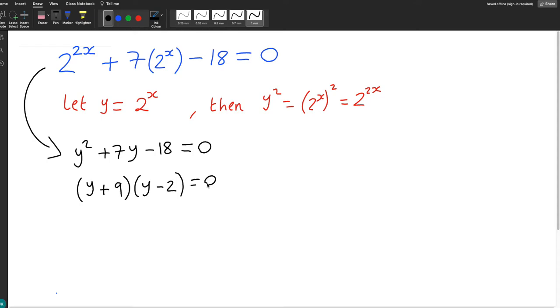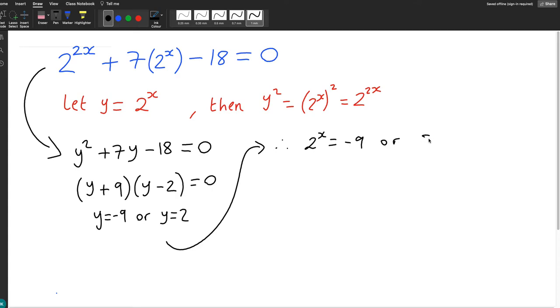Then, from here, I have that y is equal to minus 9, or y is equal to 2. But remember, it's not y that we're trying to solve for, it's x that we're trying to solve for. So this means, instead of saying y, I can say 2 to the power of x equals minus 9, or 2 to the power of x is equal to 2.